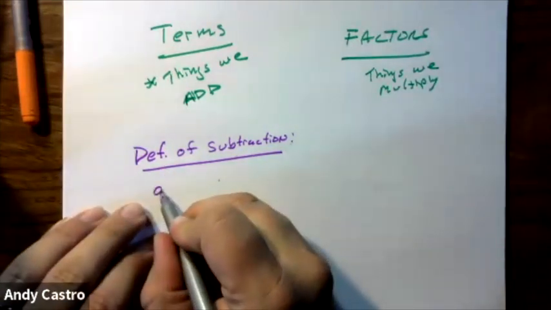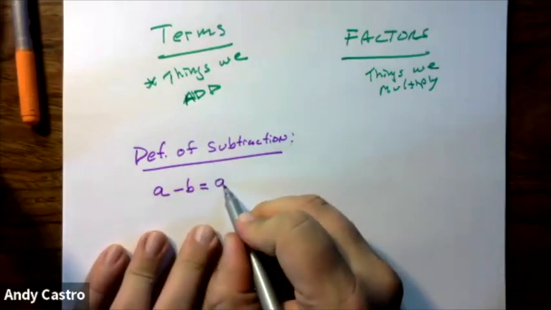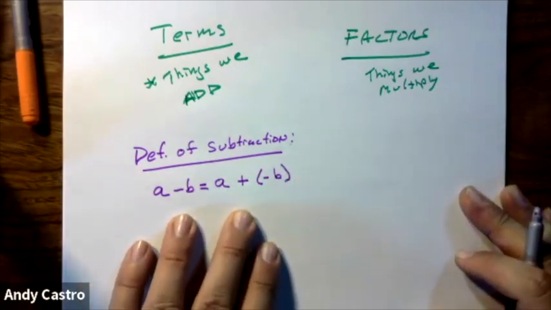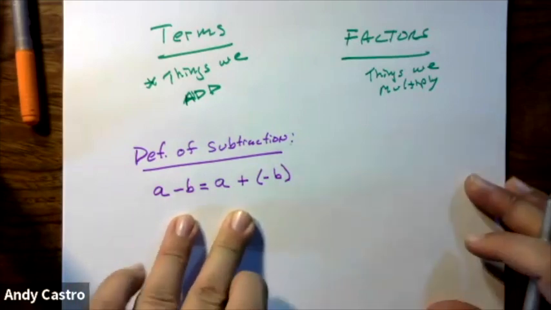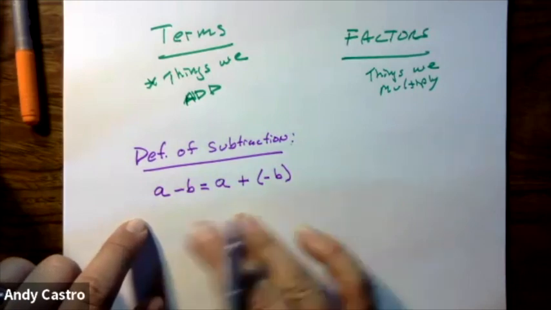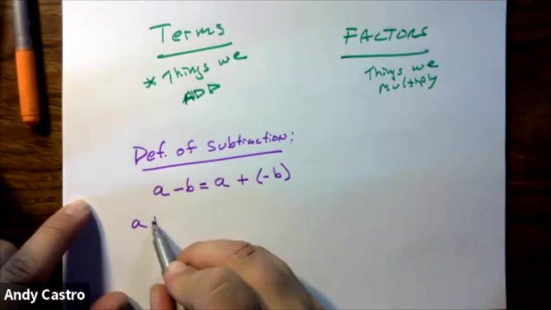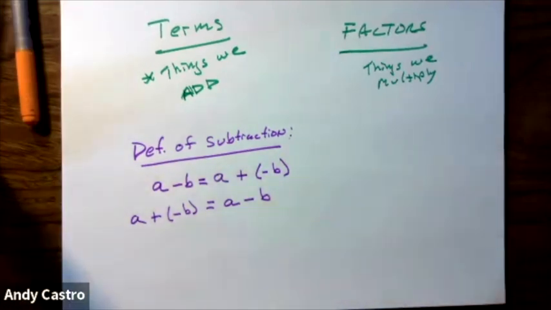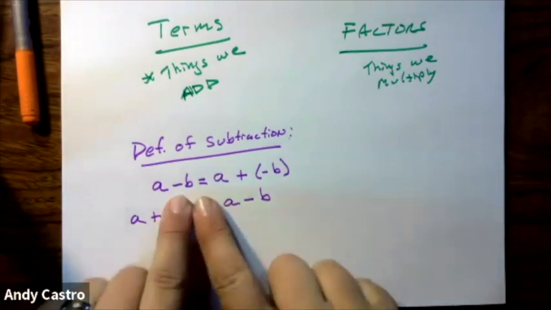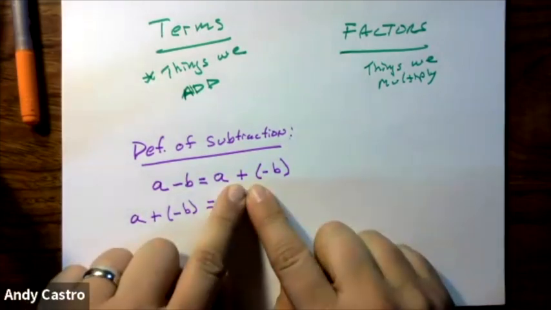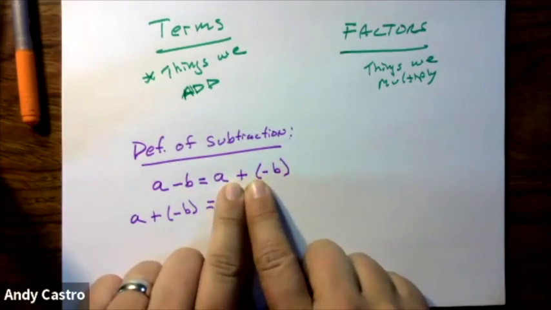The definition of subtraction, A minus B, is defined by A plus negative B. Because of the reflexive property that we go over in geometry, not necessarily algebra, I can switch the left side of the equation to the right and vice versa. You can also look at this as A plus the opposite of B is equal to A minus B. Put that in your notes, because the definition of subtraction shows us that subtraction is really just a special case of addition.